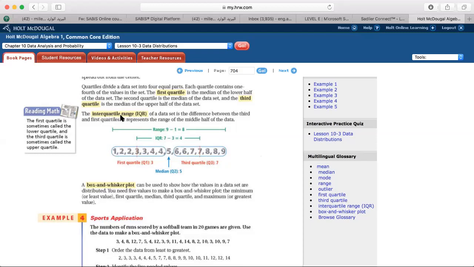The interquartile range, IQR, of a data set is the difference between the third and the first quartiles. It represents the range of the middle half of the data. Okay, let's know more about this.